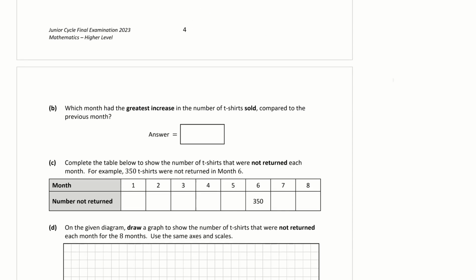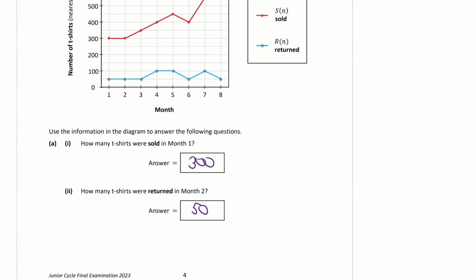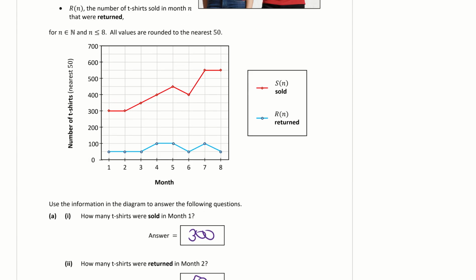Part B, which month had the greatest increase in the number of t-shirts sold compared to the previous month? So let's go back up here. The question is talking about t-shirts sold, and you can see here the big increase in t-shirts as it jumps. So the question is asking us which month had the greatest increase. I would be saying the 7th month, basically. It would be this period in here.